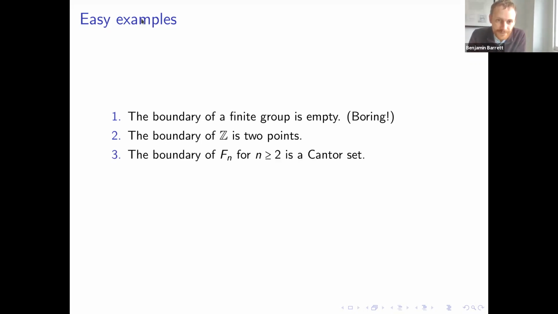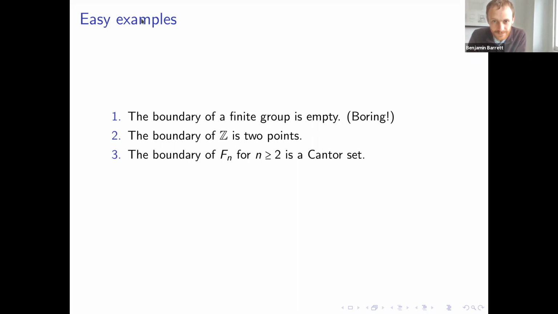Now here things get interesting. The boundary of a free group on at least 2 generators is the boundary of a tree. For example, the boundary of F2, the free group on 2 generators, is the boundary of an infinite tree where every vertex has degree 4. And as a fun exercise, you can try to convince yourself that the boundary of any such tree is a Cantor set.